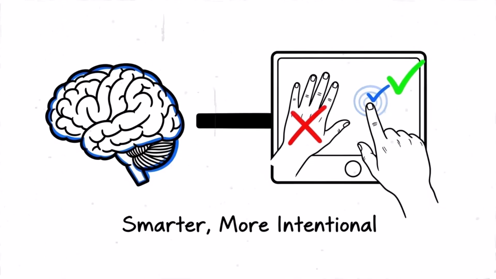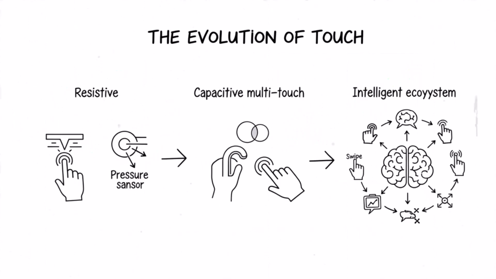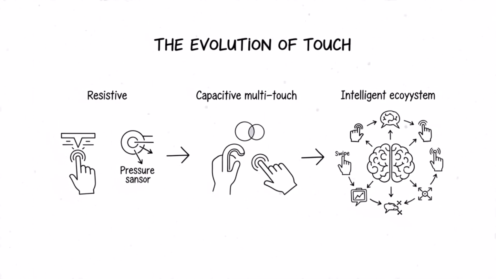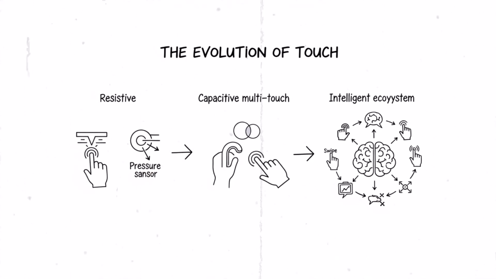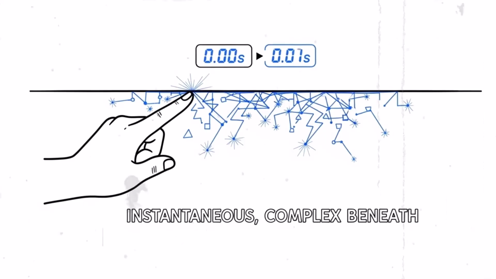Now let's talk about the future. Researchers are developing touchscreens that simulate texture. Electrostatic friction can create the illusion of roughness. Ultrasonic vibration can simulate button clicks. Some experimental screens detect gestures above the surface without direct contact. Touchless interaction may become more common.